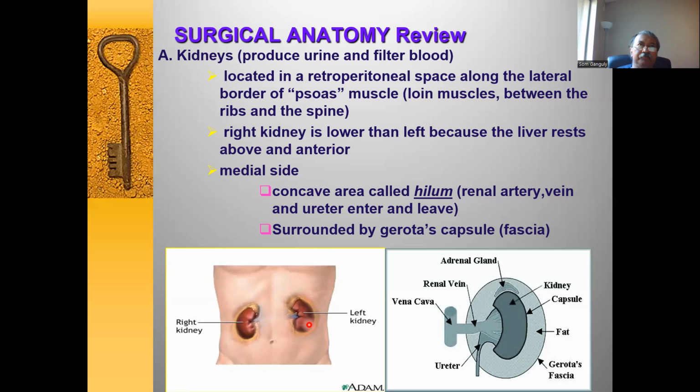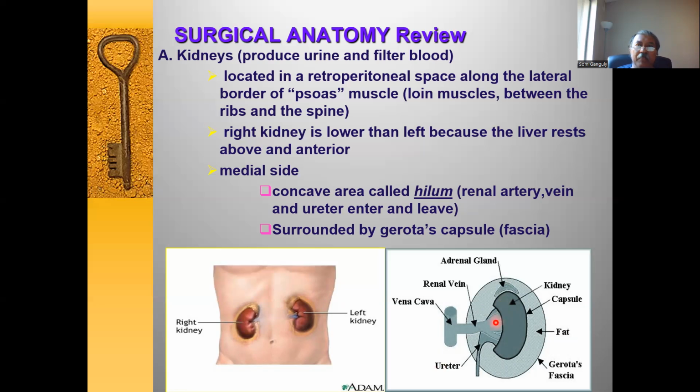Left kidney, which is higher because it has a lot of space underneath that rib area. But the right kidney is lower because that space is occupied by the liver.